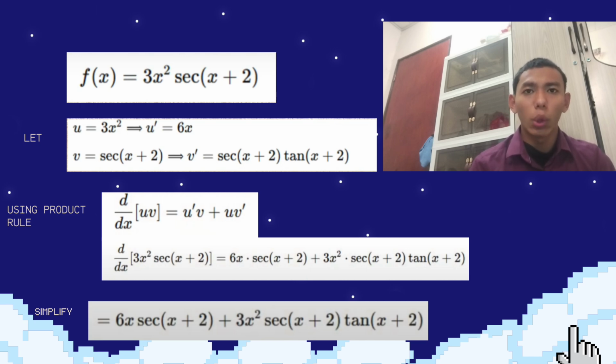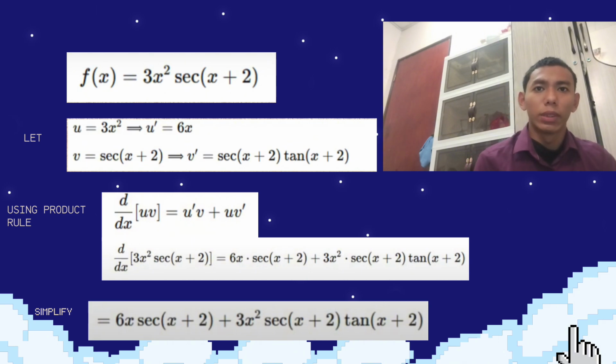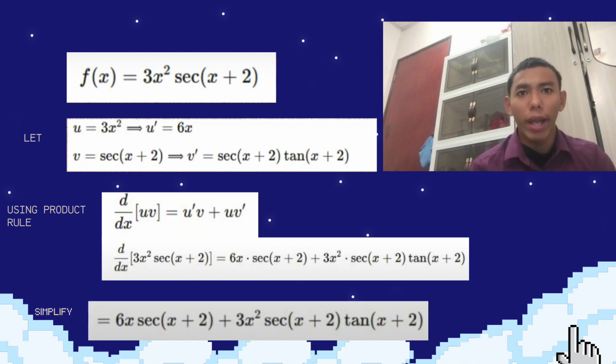To answer this question, first we need to change the expression into other terms, which are u and u prime, v and v prime. u prime and v prime are the derivatives of u and v. As we see here, u is 3x squared and u prime is 6x after differentiation. For v, it is sec(x + 2), and v prime is sec(x + 2) tan(x + 2), which is the derivative of sec(x + 2).